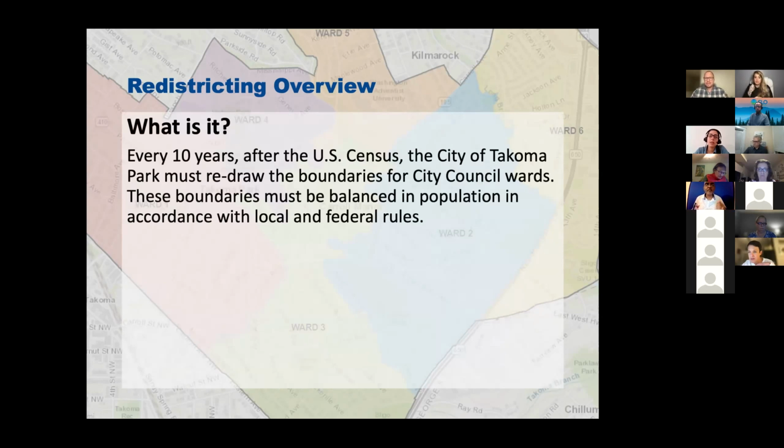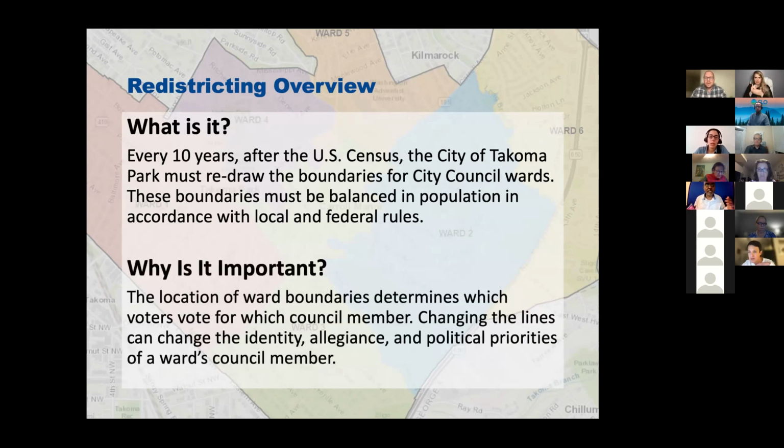the city of Takoma Park redraws the boundaries for the city council wards, and these boundaries must be balanced in population in accordance with local and federal rules. So the question is, why is that so important? Well, it's important in part because they determine which voters vote for which council member. And changing those lines can change the identity, allegiance, and political priorities of a ward's council member.